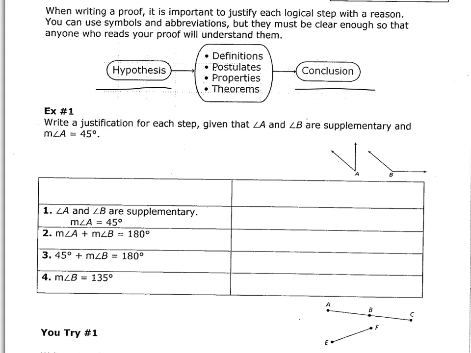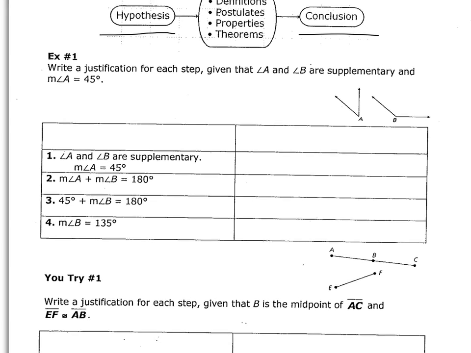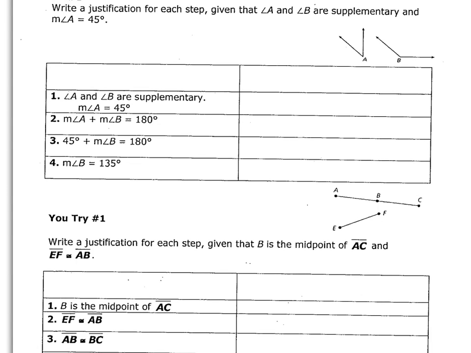Okay, so let's go ahead and get started with example 1. It says write a justification for each step given that angle A and angle B are supplementary and measure angle A is 45 degrees. So on the left they've given you all the different steps for your proof. Your first step is angle A and angle B are supplementary. Measure angle A equals 45 degrees.